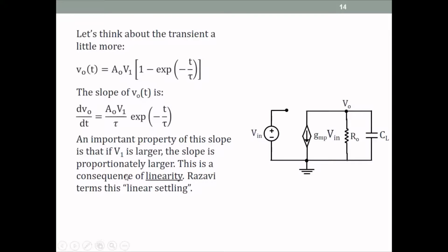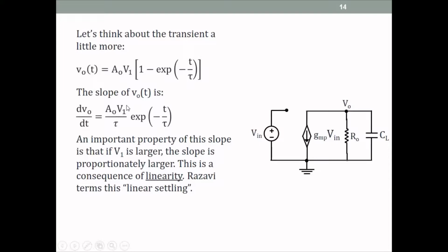Now, let's look at one more thing. This is our output voltage expression. If we take the derivative, dVo/dt, and find the slope, then the slope is equal to A0 V1 by tau, e raised to minus t by tau. This expression has an important property: as the input step magnitude increases, the slope of the output voltage, dVo/dt, increases proportionately with the input step. This is a property of linearity.